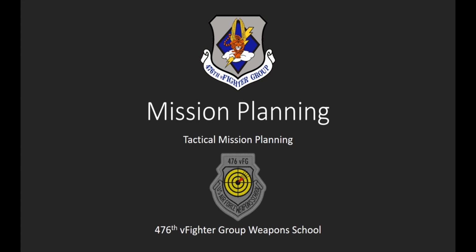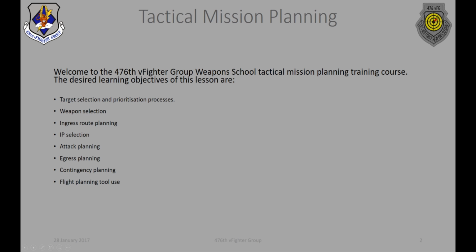So one of the things we're going to go through: target selection and prioritisation of different targets to help you work out what to go for. Weapon selection, ingress route planning, IP selection, attack planning, egress planning, contingency planning, which is all the other stuff, and then a few flight planning methods that I use to work out how to get my way to the target and back again.